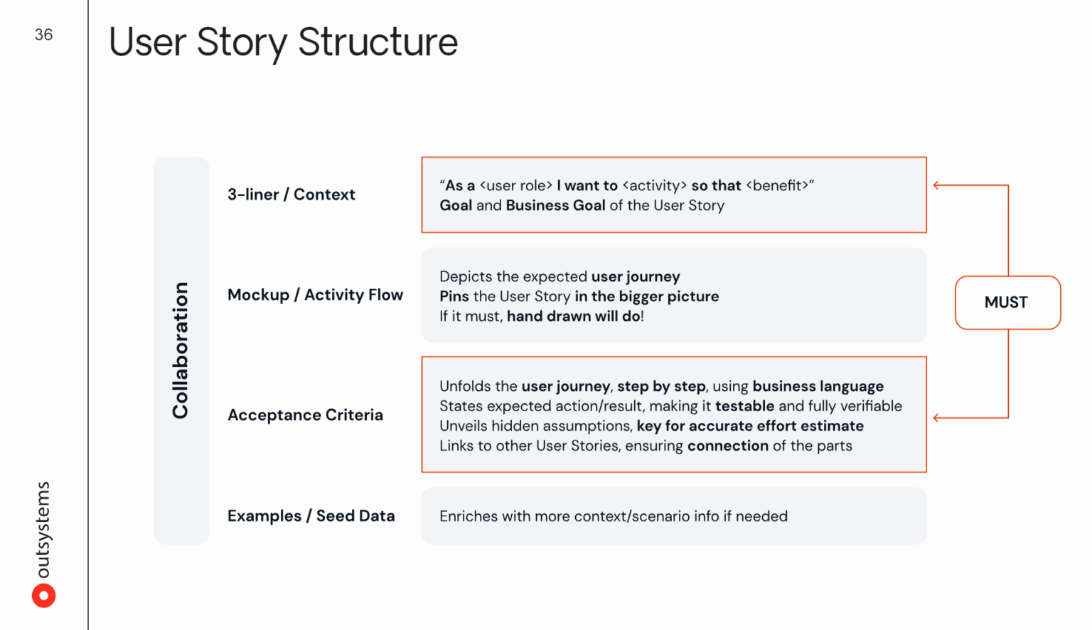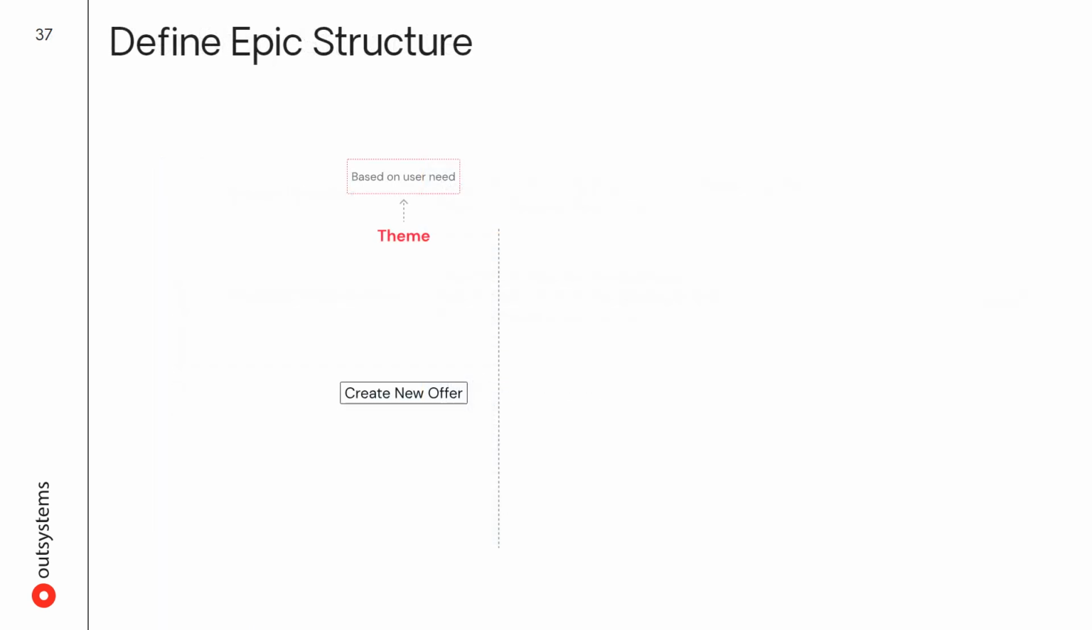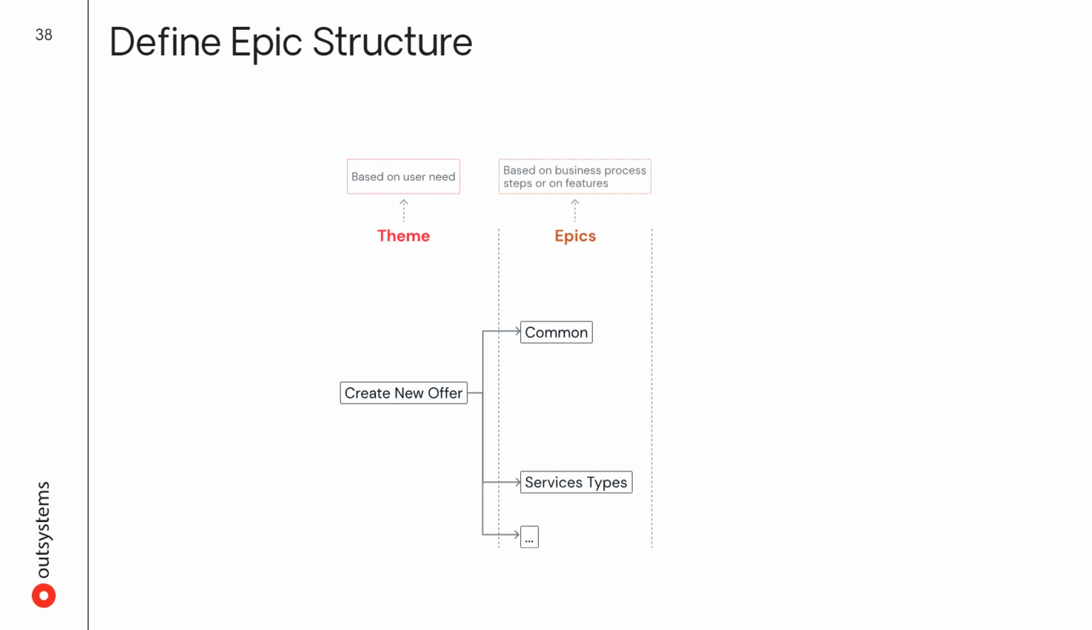The acceptance criteria are often overlooked, but are actually critical. They detail how the user will interact and experience the solution. Without these two key elements, there is really not much of a user story. Next step is to define the epic structure. They are created using the user needs, business processes, and the mockups. The user needs usually originate a theme. Epics should represent a process step, or closely related functionality or user stories. In the case of a less complex user need, the epics can also be on the first level of the structure.